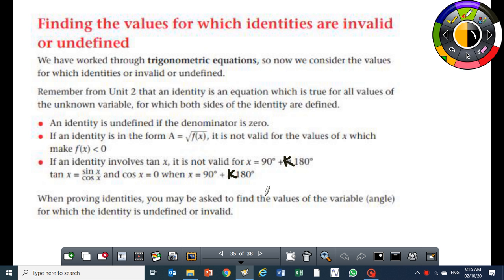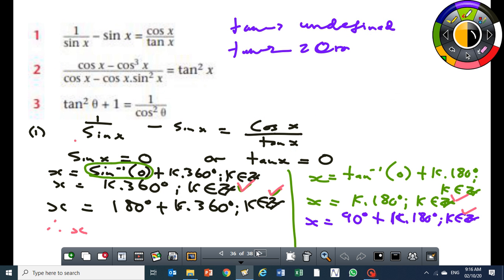When f of x is negative, you can't find the square root of a negative number. We all know that the square root of a negative number is undefined. Also, if a denominator is 0, then the fraction becomes undefined. Furthermore, for any question that has tan, the identity will become undefined if x is equal to 90 plus k times 180, where k is an integer.